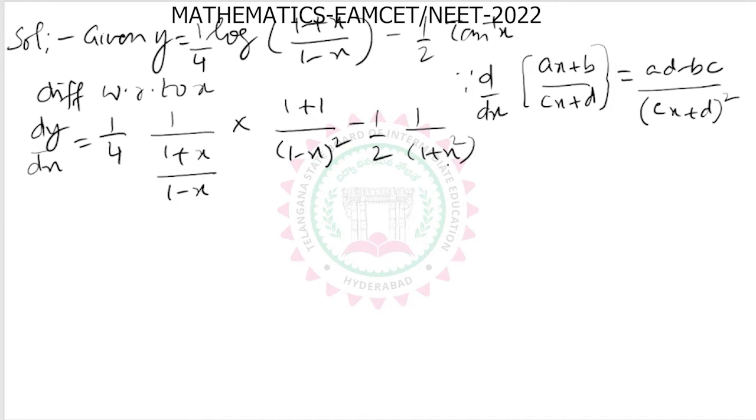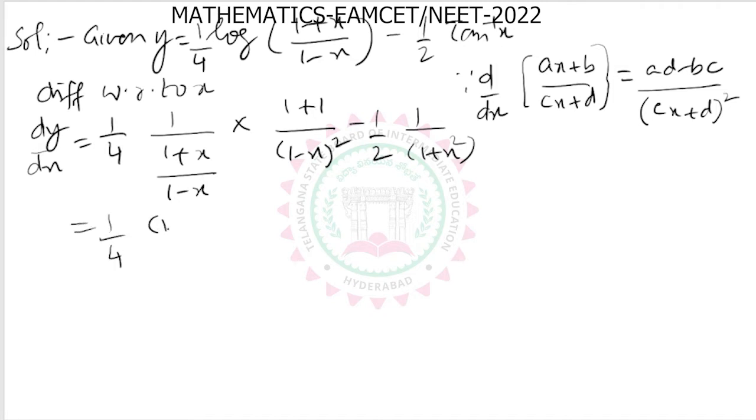Is it clear? What I have done? 1 by 4 as it is, log of something 1 by 8. Derivative of this is in the form of ax plus b by cx plus d. The answer is ad minus bc, 1 into 1, 1, minus 2 minus plus, minus 1 plus 1 plus 2 by 1 minus x whole square, minus 1 by 2 as it is, derivative of tan inverse x is 1 by 1 plus x square, is equal to 1 by 4 as it is.